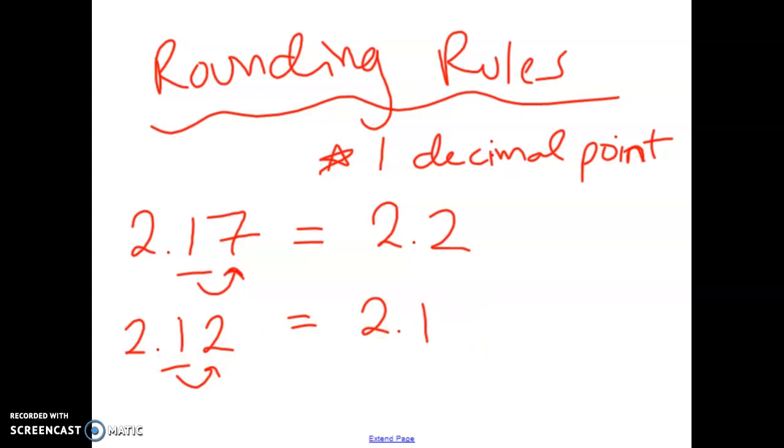Okay, so here's the rule that maybe not a lot of people know or maybe don't remember. The question is, what happens if it is a 5? So let's look at this. Remember, one decimal point is what we want. So I have 2.1527. If it's a 5, what you have to do is look to see what comes after the 5.